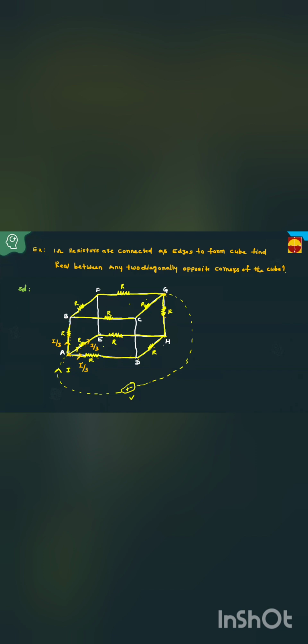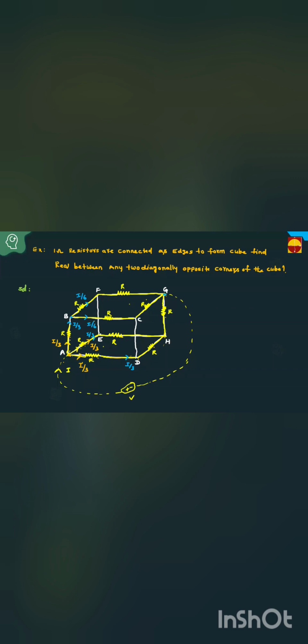Clear, friends? Now here the current entering is I by 3. Here the current entering is I by 3. Here the current entering is I by 3. Okay. Now see, from this node, finally you want to reach G. A to G we have defined. You take from this point, same resistance. Take from this point, same resistance. That's why the current is equally divided. 2 paths now, that's why I by 6. With 3 paths it is I by 3, with 2 paths it is I by 6.